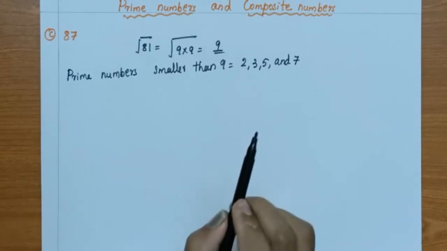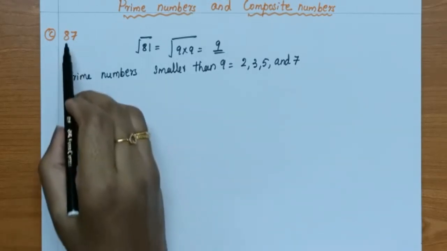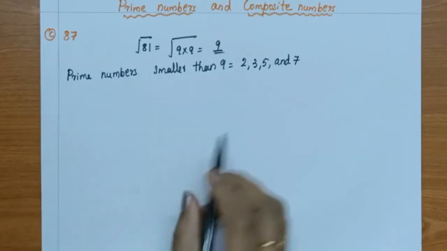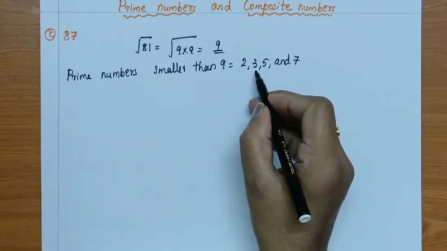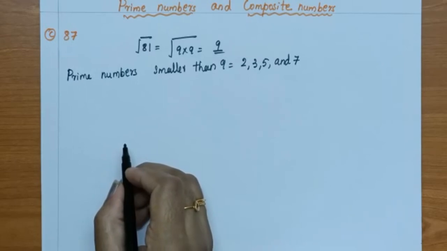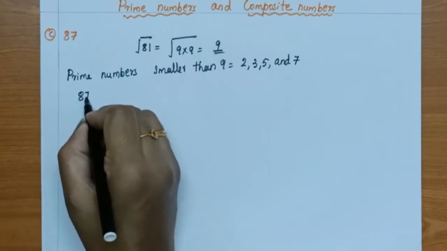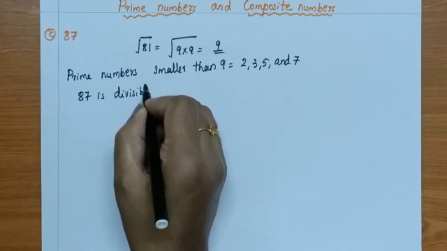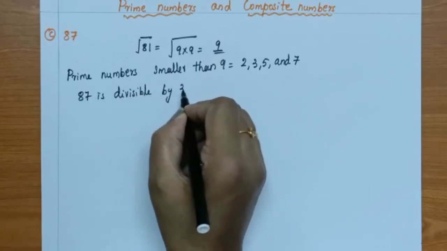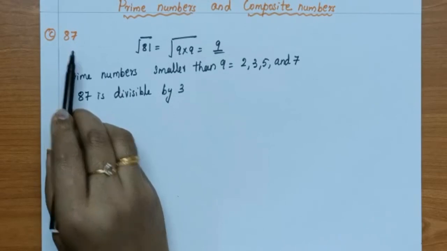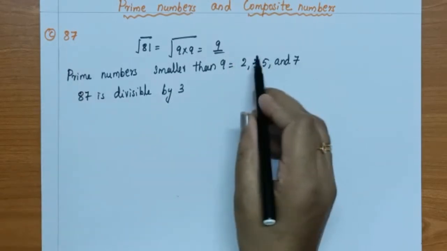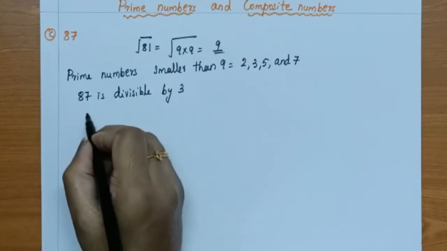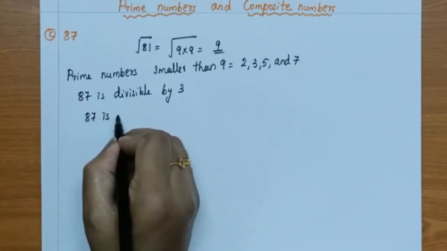Then we have to check 3. Add the digits 8 plus 7. 8 plus 7 is 15. 15 is there in table 3. That's why 87 is divisible by 3. If the given number is divisible by any of these prime numbers, that means it is not a prime number. 87 is a composite number.